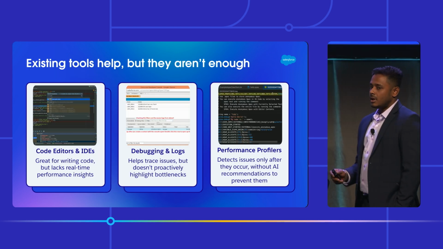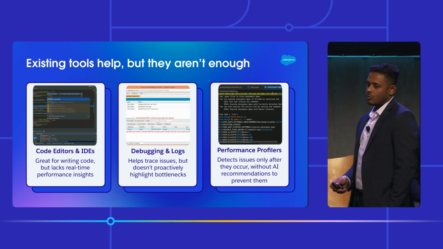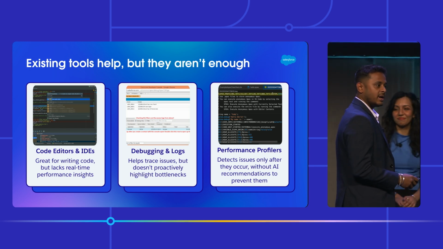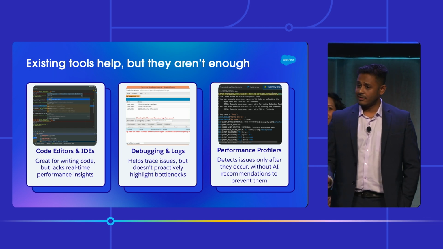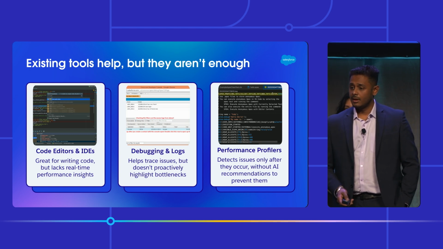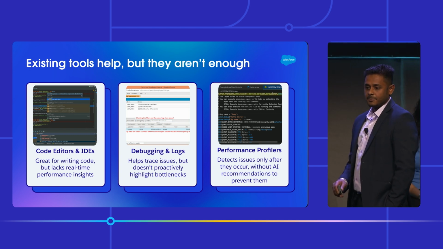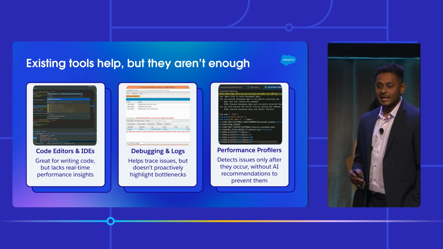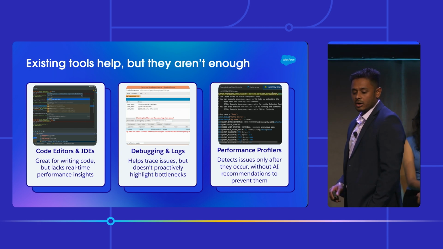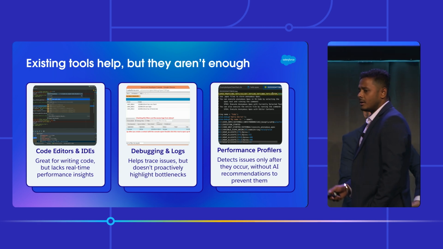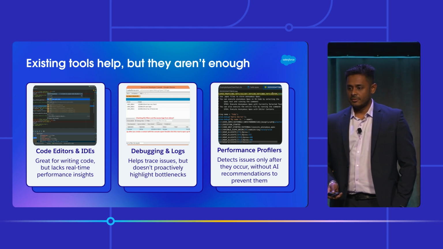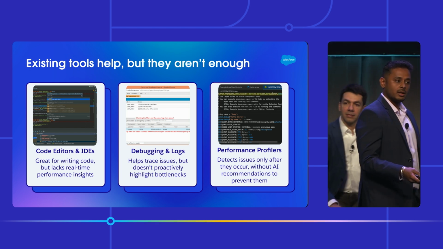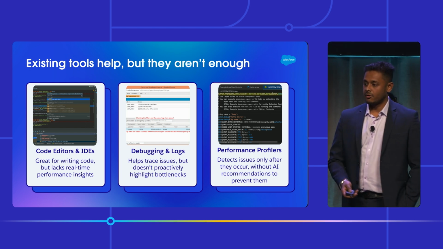But what is Benjamin equipped with at this point in time? What are the tools that he can use? There are code editors and IDEs. They're great at writing code and generating code, but they lack performance insights. Is your code performant? Will your code scale or not? That is missing. There are debugging and logs, and there are performance profilers. Both are reactive. They don't help you identify the root cause that is creating that particular problem for the code.